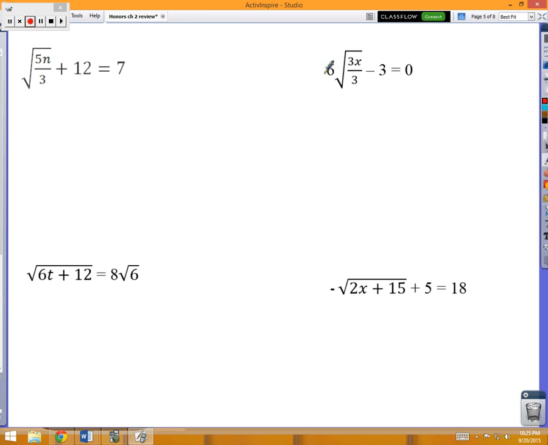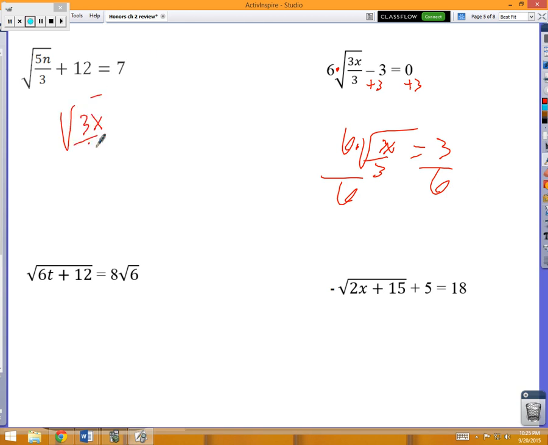Undo outside, you got a 6 and you got a -3. The 6 is multiplying, so you undo addition and subtraction first. Plus 3, plus 3. So you got 6 radical 3x over 3 equals 3. Now you got to undo the 6, undo the times. So divide by 6, divide by 6. So we got radical 3x over 3 equals 1/2.